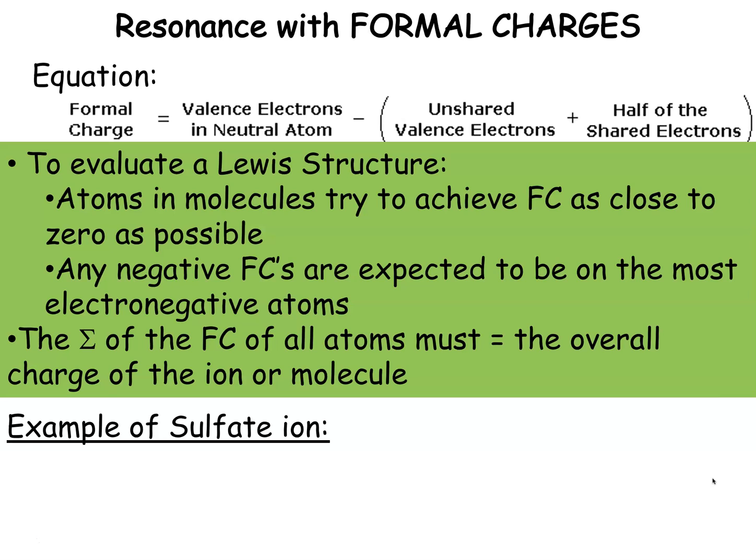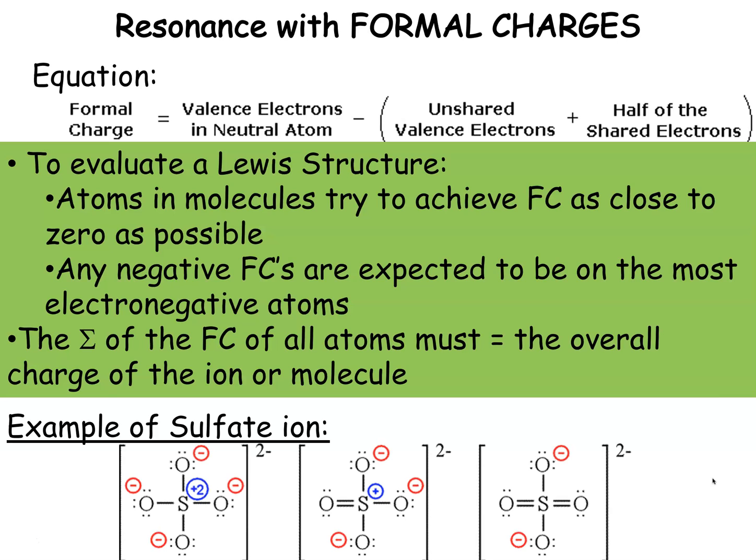For example, here's the sulfate ion. Now, the structure in the middle, yes, you could put the double bond in 4 different places, but from a formal charge perspective, they'd all be the same. That's why only one is shown. So of these 3, which one do you think fits the above criteria the best? Think about that one. Let's mark it as left, middle, or right. Make a note on your paper.